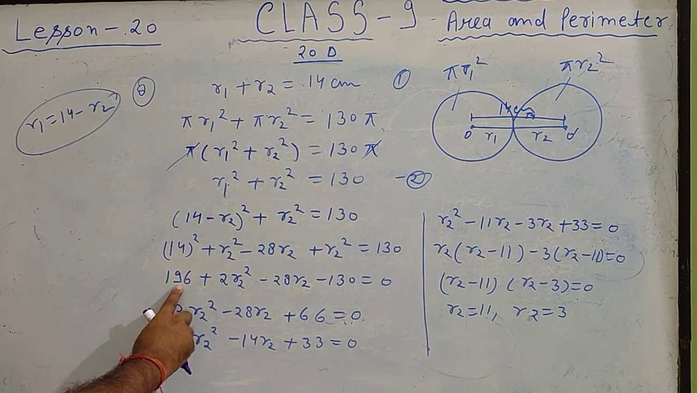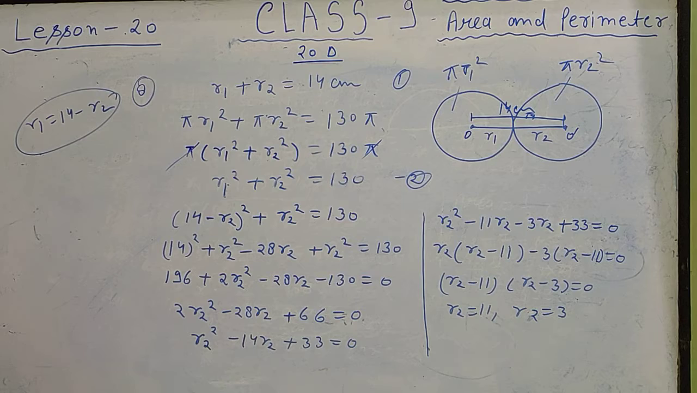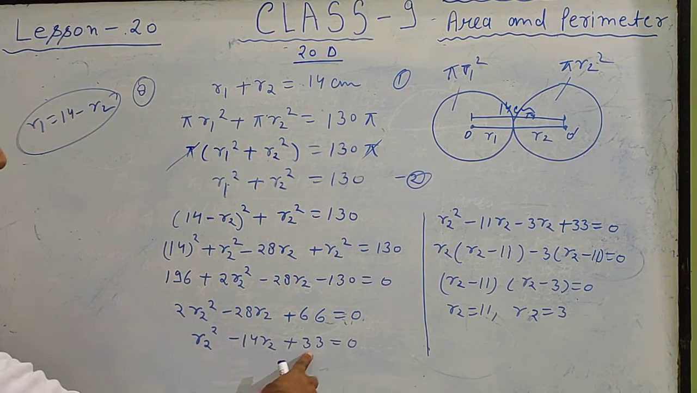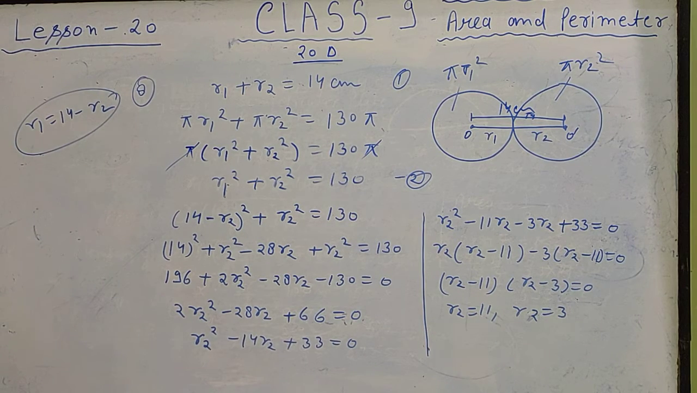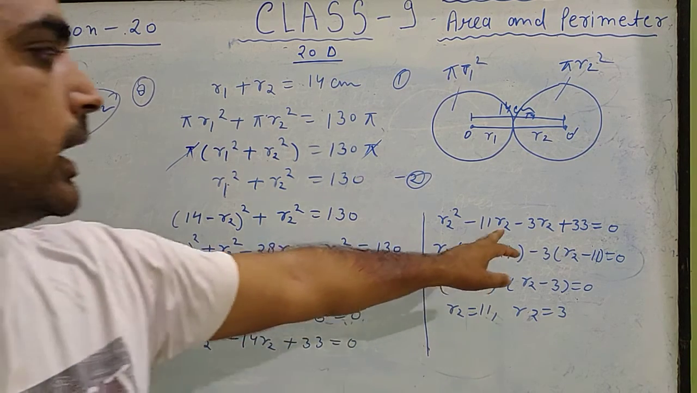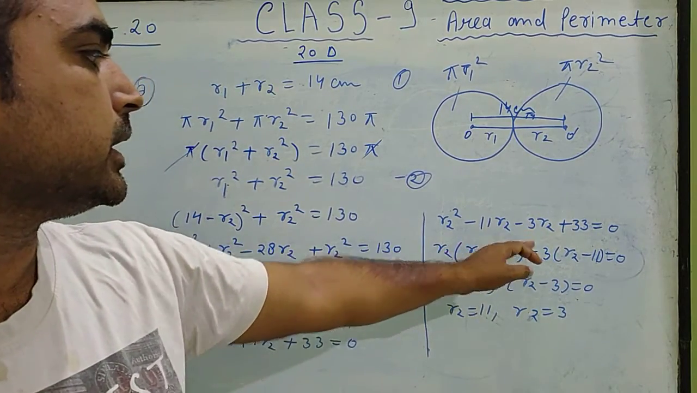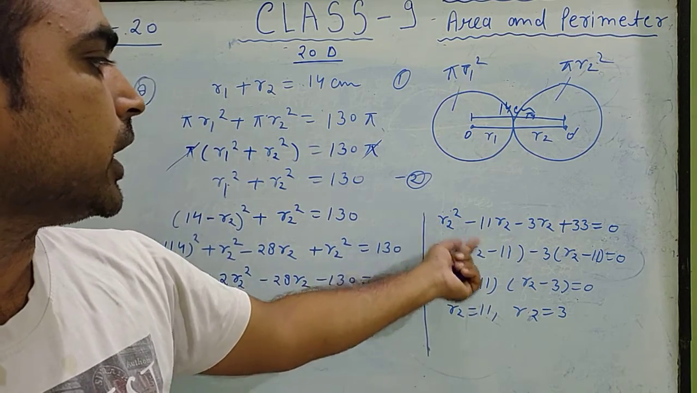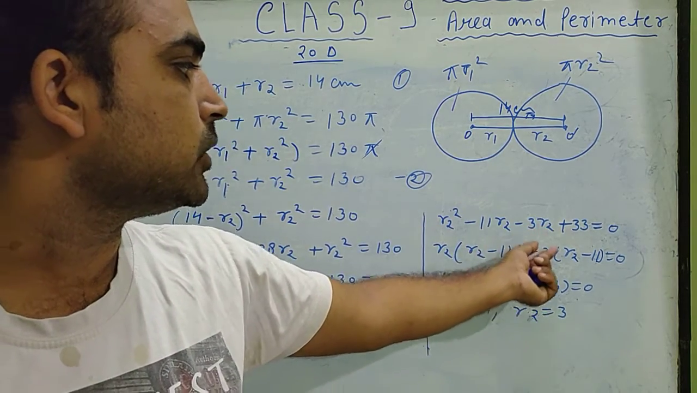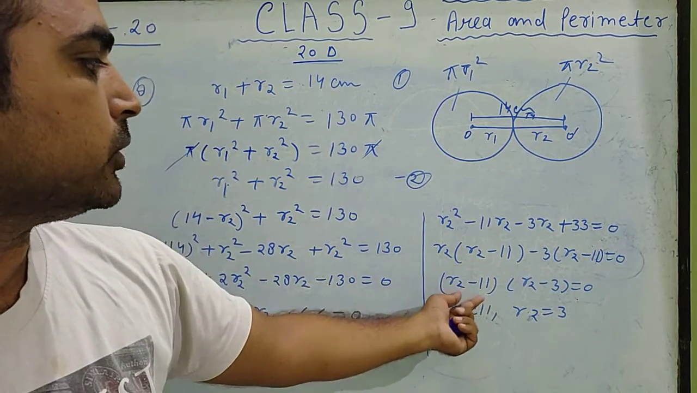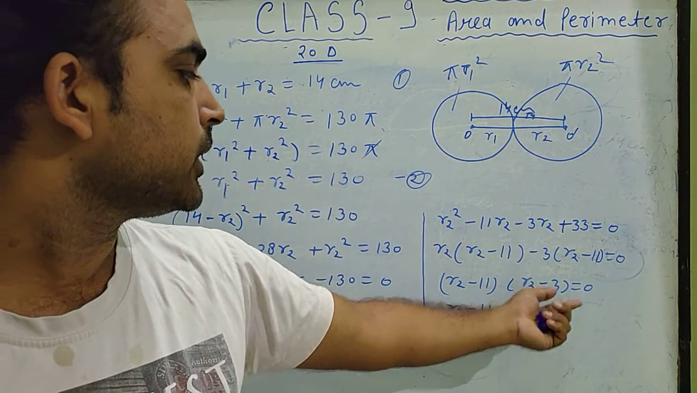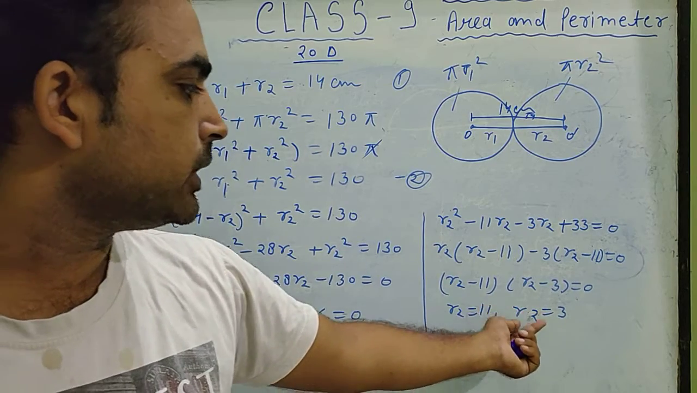Then 196 minus 130 is 66. Take 2 common and divide by 2 in the whole equation. So r2 square minus 14 r2 plus 33 is equal to 0. Now factorize this equation. For 14 r2, we can take 11 and 3: 11 plus 3 is 14 and 11 3s are 33. Now take r2 common, so r2 minus 11, take minus 3 common, r2 minus 11. Then take r2 minus 11 common, so r2 minus 3. So we get two values, r2 is equal to 11 and r2 is equal to 3.